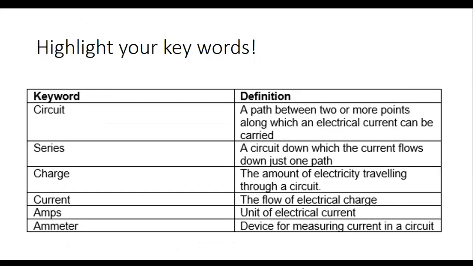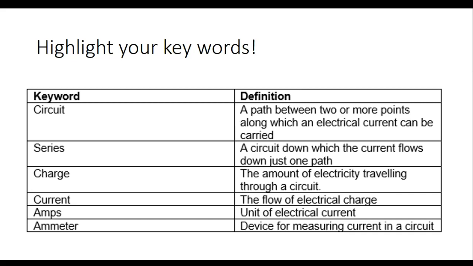Make sure that you highlight your keywords. So a circuit is a path between two or more points along which an electrical current can be carried. So a circuit is essentially a loop that the electrons can flow around. So the current can flow around this loop. A series circuit is a circuit down which the current flows down just one path. So all the electrons go around the same path.